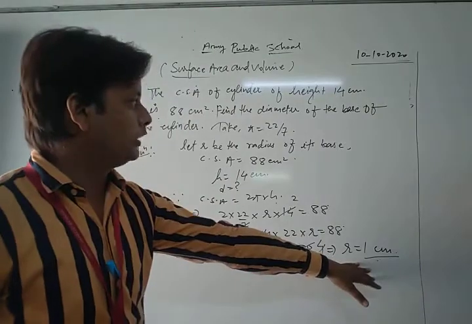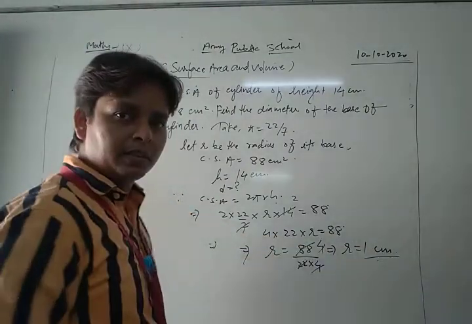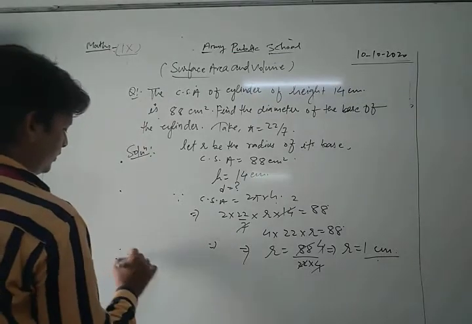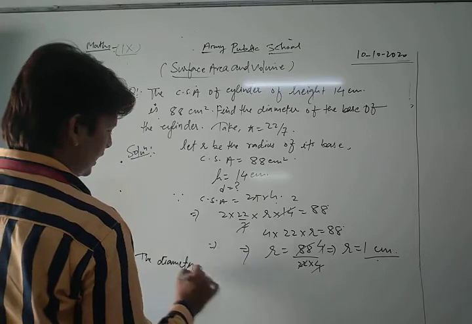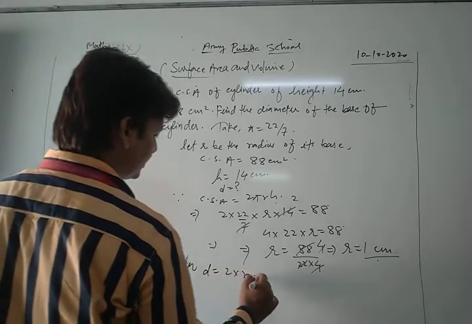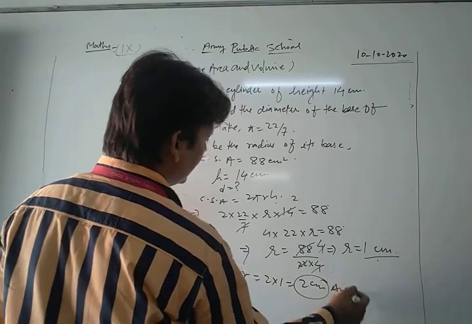And now look, dear friends, this is 1 centimeter, and now we find the diameter. Since the diameter d is equal to 2 into radius, this is 2 into 1, that is 2 centimeter. This is our final answer.